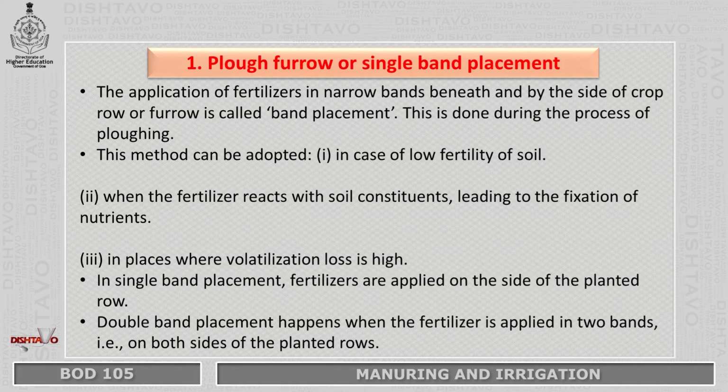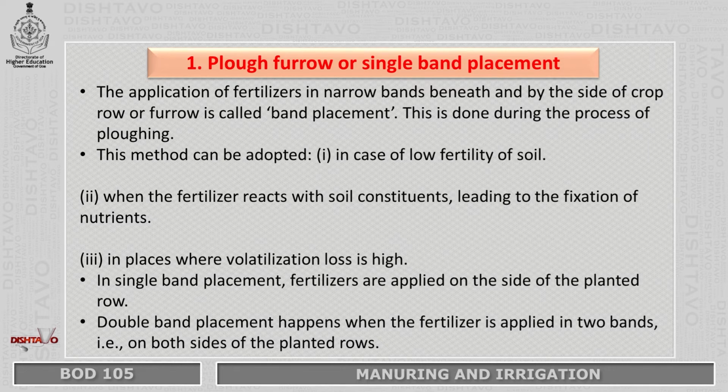Plow sole, furrow or single band placement. The application of fertilizers in narrow bands beneath and by the side of the crop row or furrows is called band placement. This is done during the process of plowing. This method can be adopted, first, in the case of low fertility of soil. Second, when the fertilizers react with the soil constituents, leading to the fixation of the nutrients. Third, in the places where volatilization loss is high.